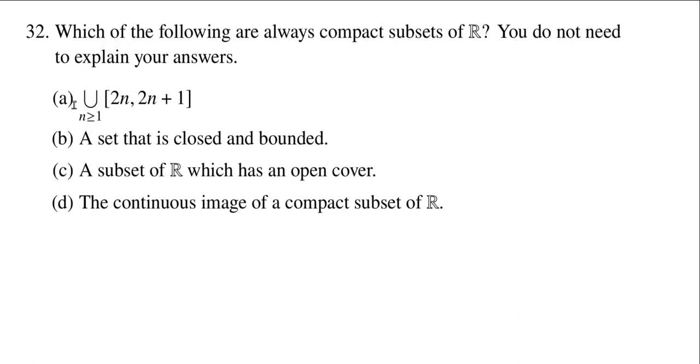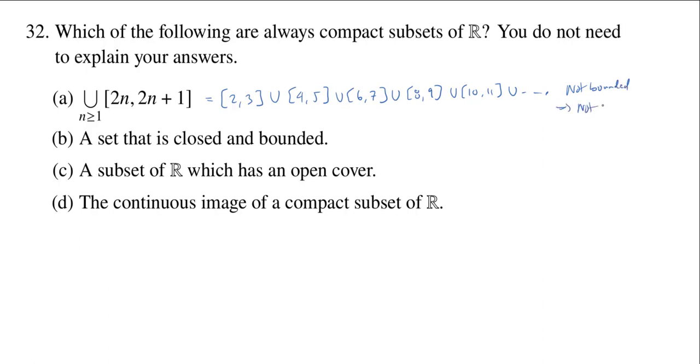All right, well, this first one is a union of a bunch of intervals. Okay, so let's write this down to see. When n is 1, we would get [2, 3]. And then when n is 2, we would get [4, 5]. And then when n is 3, we would get [6, 7]. I'm starting to see the pattern. [8, 9], whoops, union [10, 11]. And this just goes on and on and on. And so I want to know, is this compact? Well, we know compact means closed and bounded, and this is definitely not bounded. This goes on forever, so not compact.